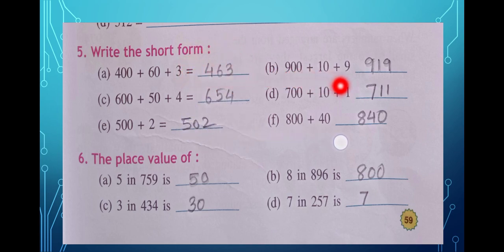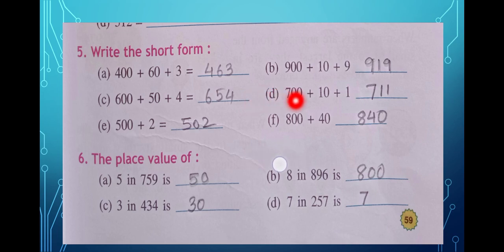In the same way this one also, 900 plus 10 plus 9. How are you going to write it in short form? 900 is in hundreds place, right? So 9, this is ones place, this is tens place, this is hundreds place. Okay, so 900, then this 10. 10 is in tens place, so 1 I wrote it here, and 9. In the same way all these things have been done. Okay, so this is also done. See, 600 plus 50 plus 4 will be 654.